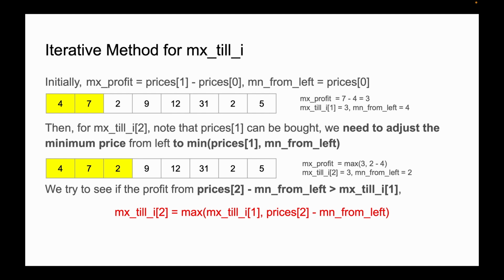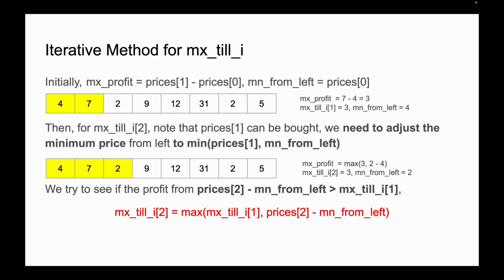Then for the next element, which is mx till I at index 2, we note that prices 1 can now be bought. So we now need to adjust the minimum price from the left to be the minimum of prices 1 and minimum from left.